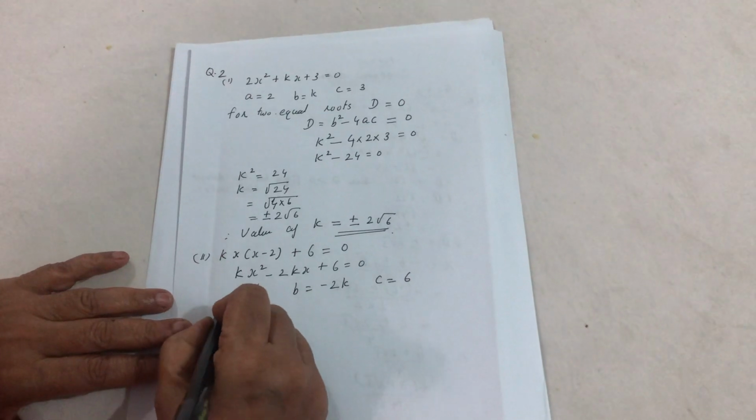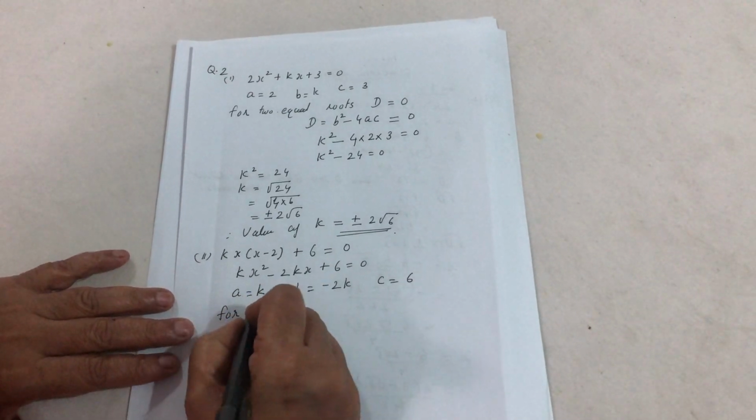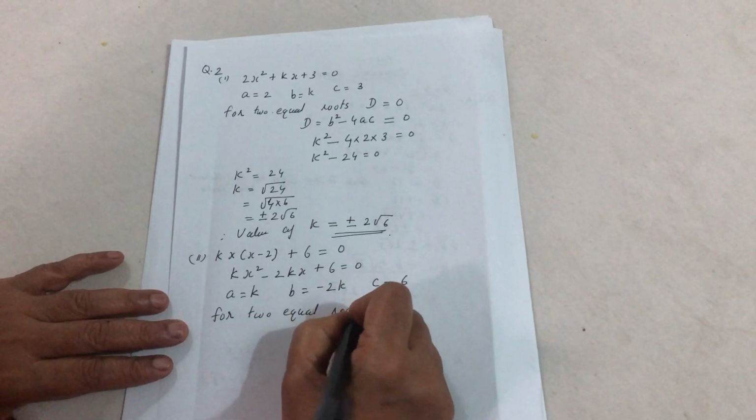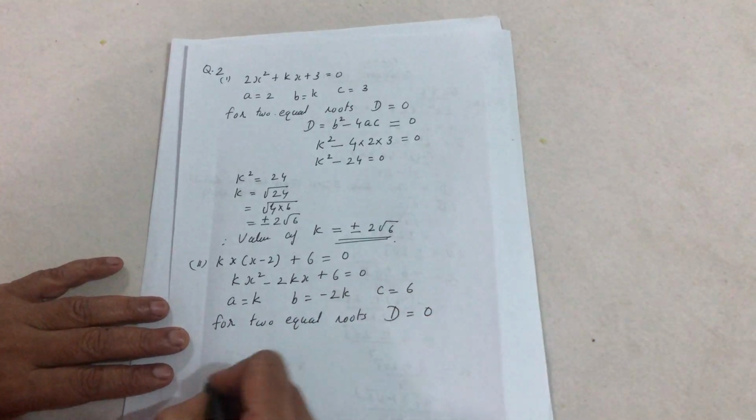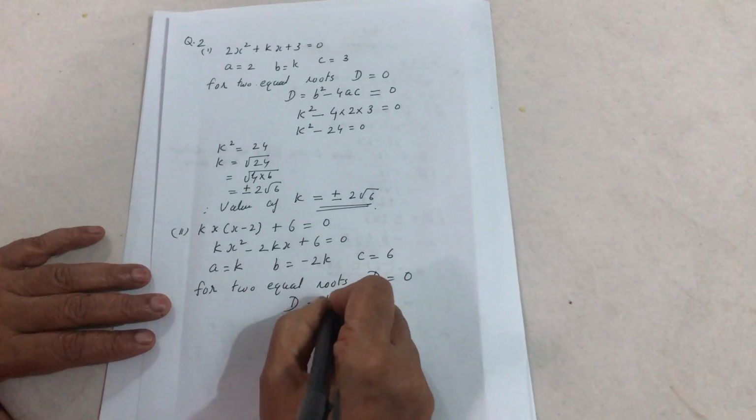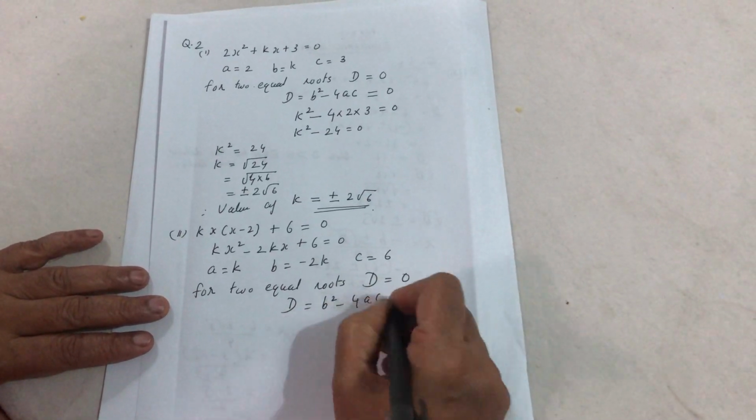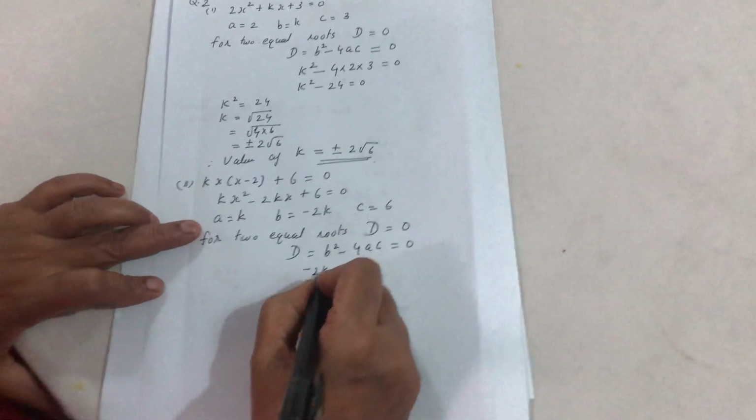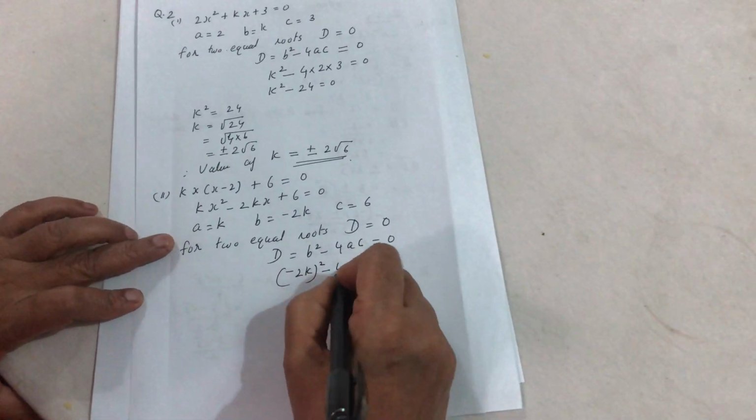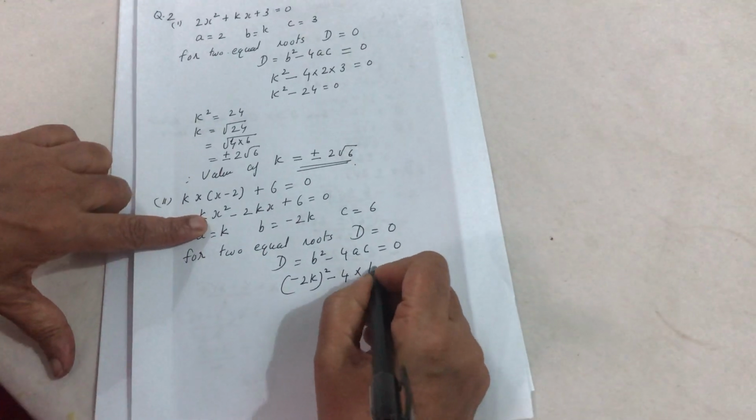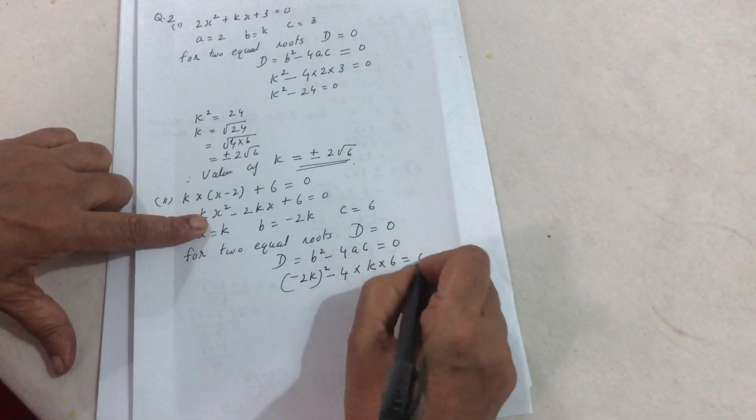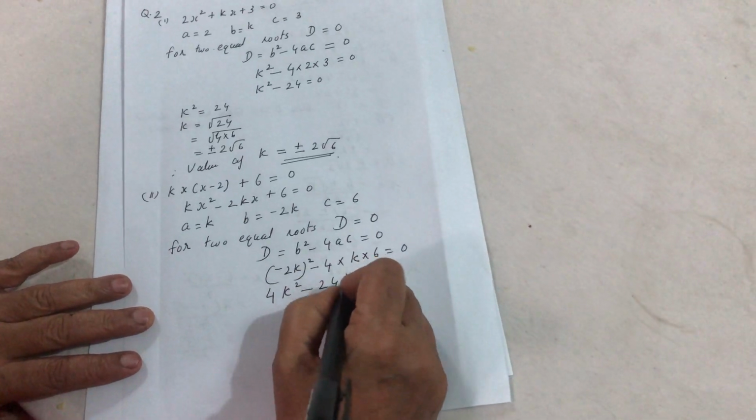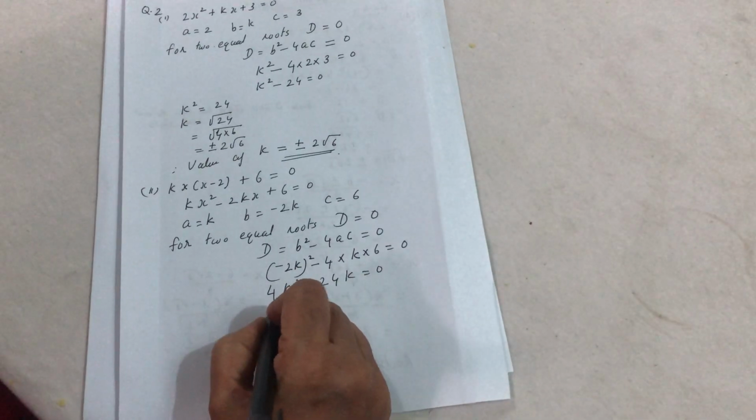So again, it is given two equal roots. For two equal roots, D equals 0. What is D? D is b squared minus 4ac equal to 0. B squared is minus 2k the whole squared, minus 4 into a, a is k, into c, equal to 0. 4k squared minus 24k equal to 0.